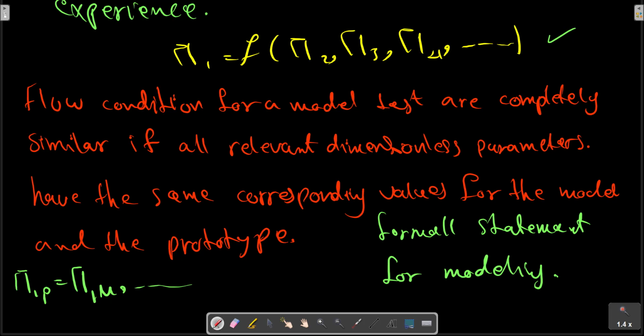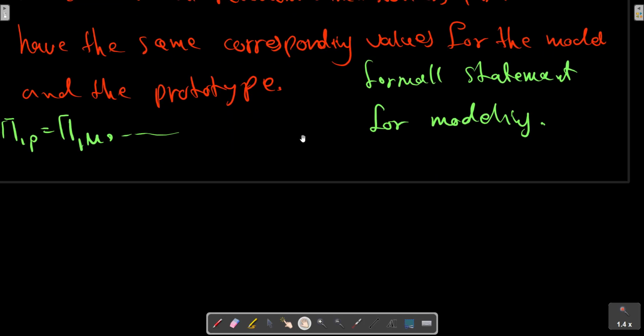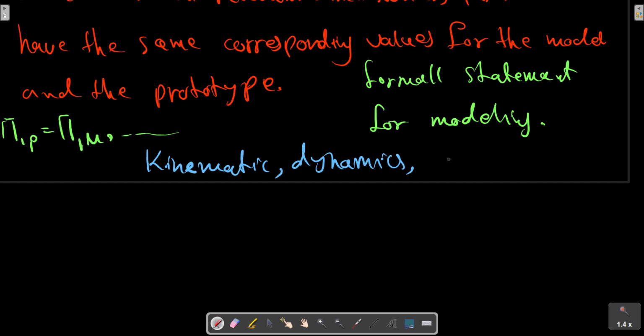Instead of complete similarity, the engineering literature speaks of particular types of similarity, the most common being geometric, kinematic, dynamic, and thermal similarity.